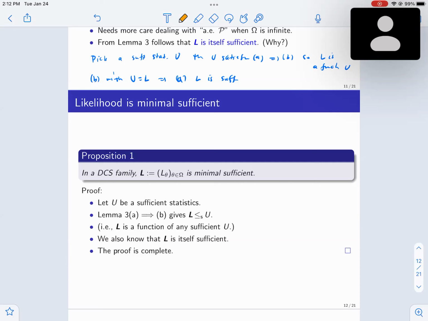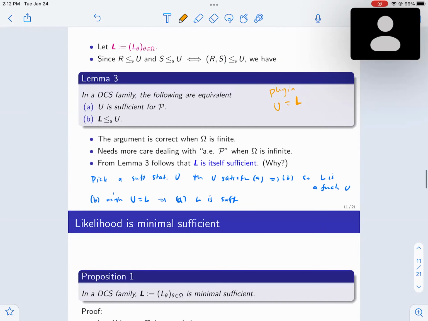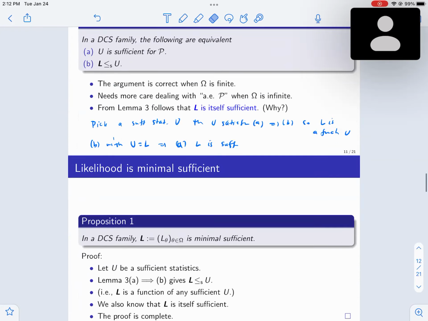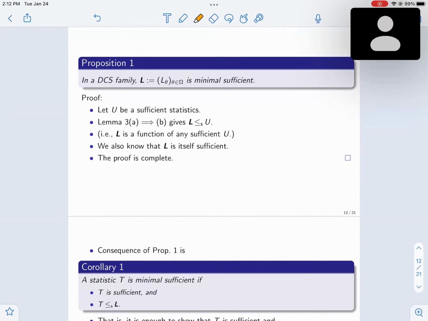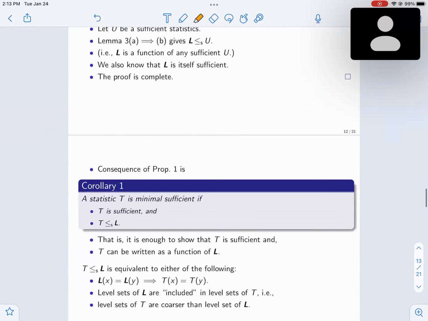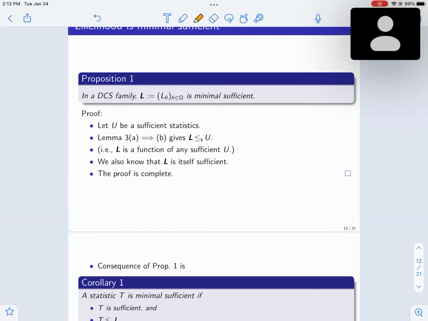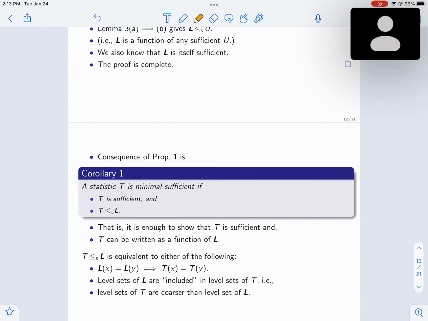So this is a nice result because it just sort of solves the problem of minimal sufficiency in a satisfactory manner. We just have to form these likelihood ratios, and at least theoretically we have a minimal sufficient statistic. You might not like the form of it, but okay, let me build towards that. So one consequence of that, if I want to show a statistic is minimal sufficient, is this corollary. T is minimal sufficient if T is sufficient and T can be written as a function of L.